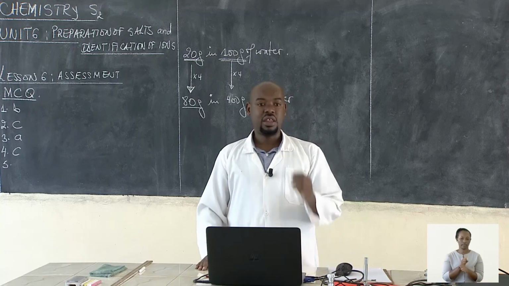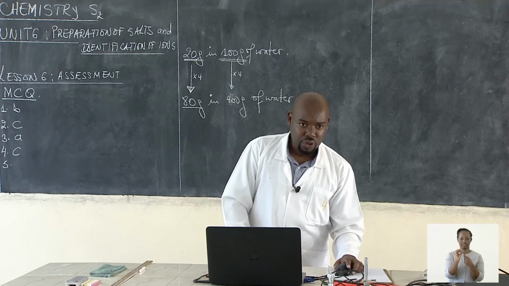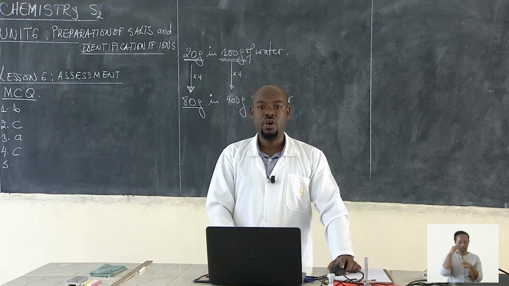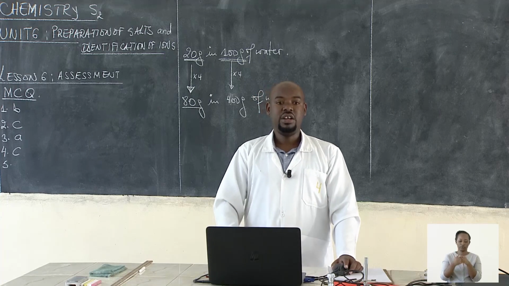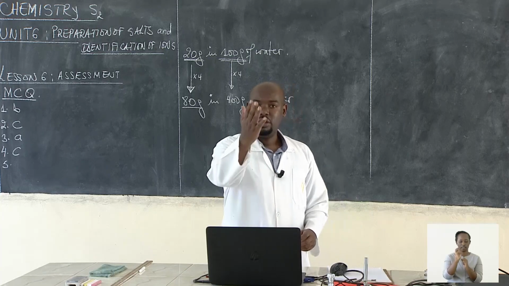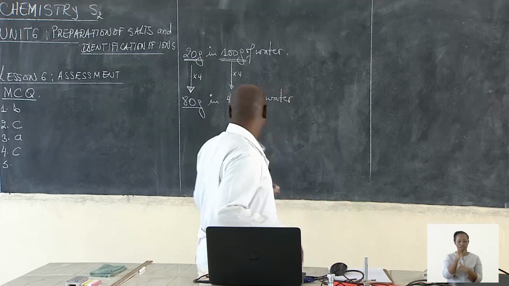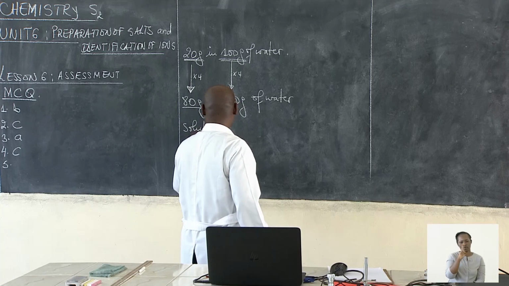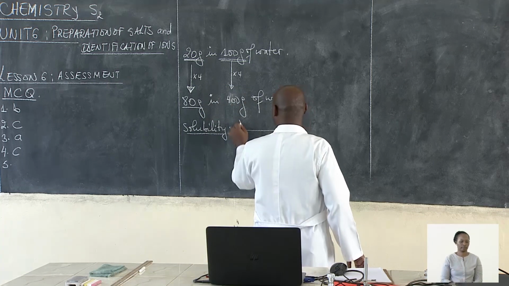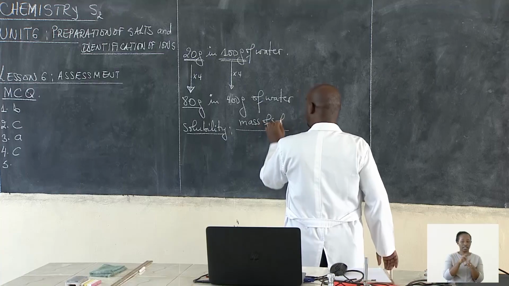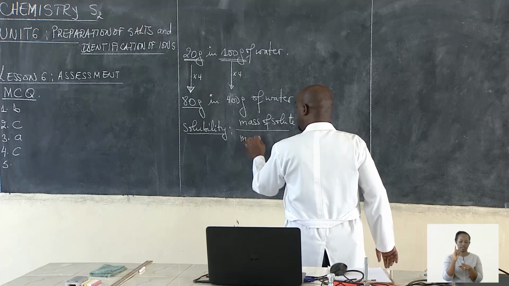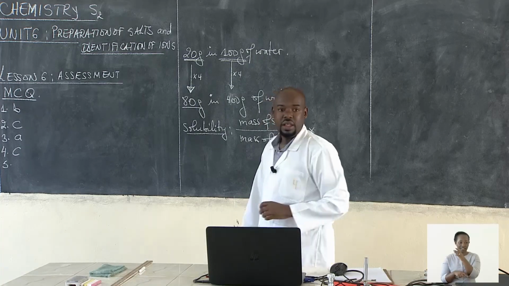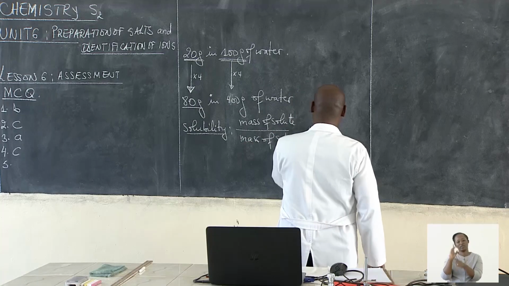The second question, at 30 degrees, 14 grams of sugar dissolves in 10 grams of water to form a saturated solution. Find the solubility of sugar. Do you remember the formula of solubility? Solubility is given as mass of solute over mass of solvent times what? Times 100, yes.